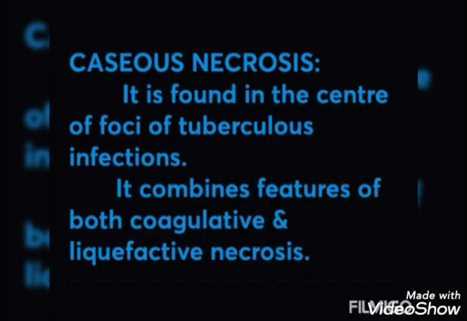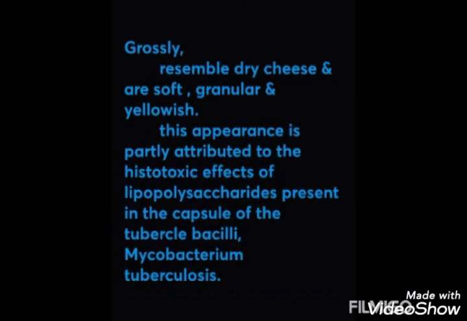The third type of necrosis is caseous necrosis. It is found in the center of foci of tuberculous infections. It is very important: center of foci of tuberculous infections. It combines features of both coagulative necrosis and liquefactive necrosis. Next, moving on to gross appearance.